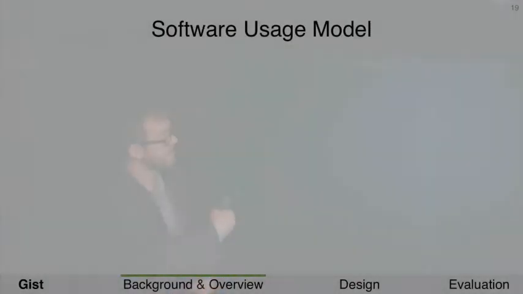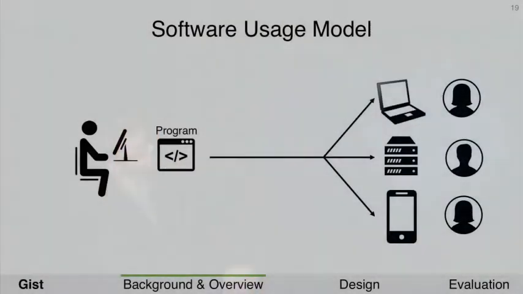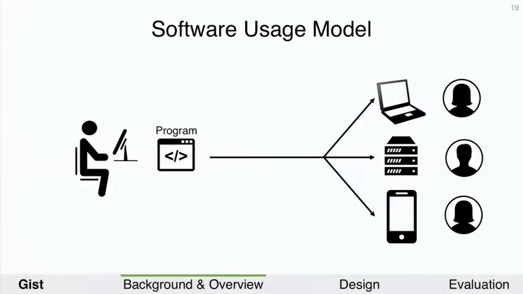All right, to give an overview of GIST, I'll first talk about the software usage model today. Developers develop some programs and users run these programs, whether on their mobile phones, in the cloud in a data center, or on their personal computer. At the end of the day, these are endpoints where users run their programs.